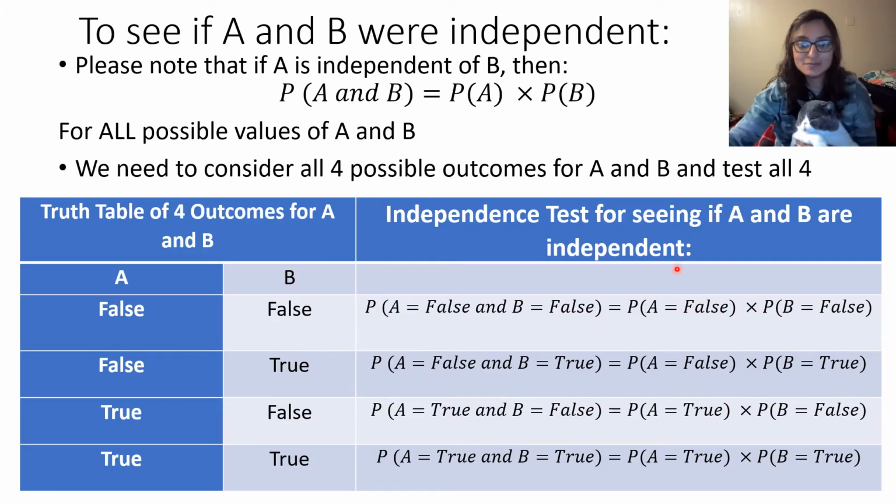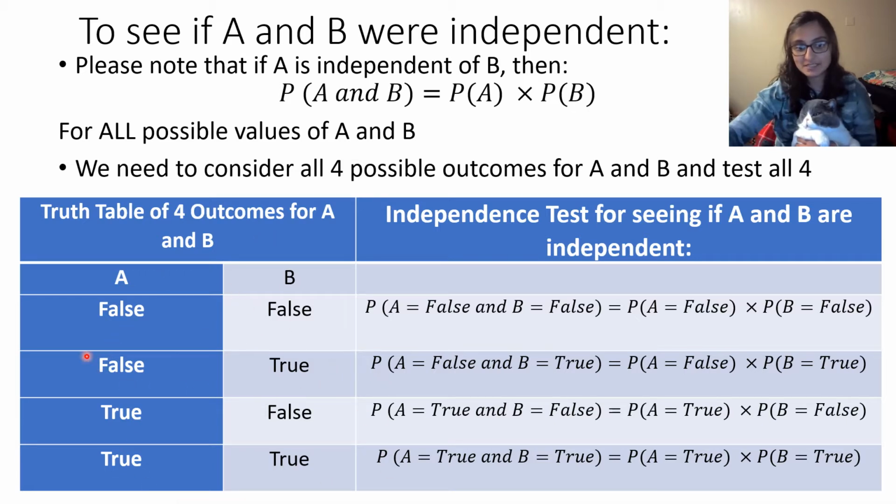I'm going to enumerate what all of these are. If we want to test this for all four values, so if A is false and B is false, then we need to see if the probability that both of them are false equals the probability that A is false multiplied by the probability B is false. So basically we're taking this equation and putting in the specific values of A and B, seeing if the equation holds for all four of these possibilities.